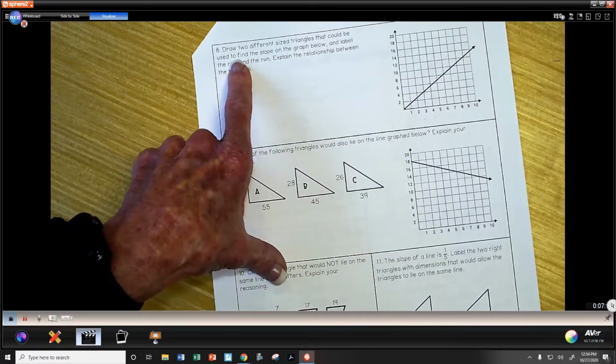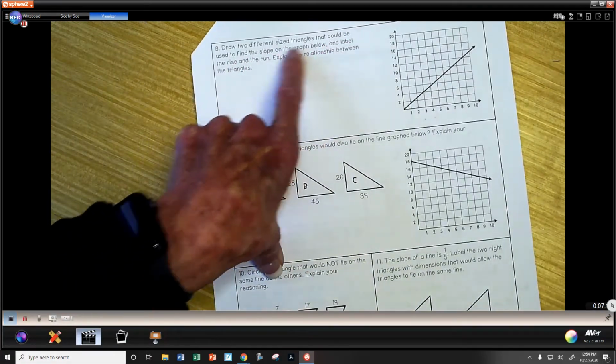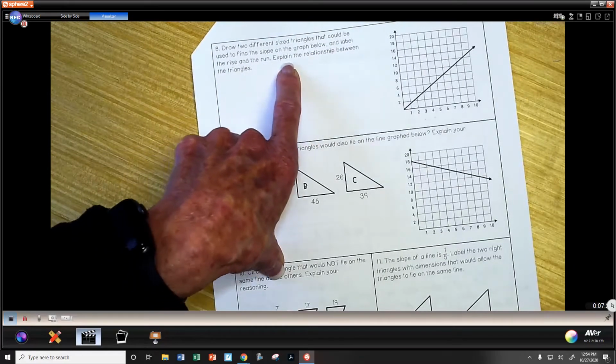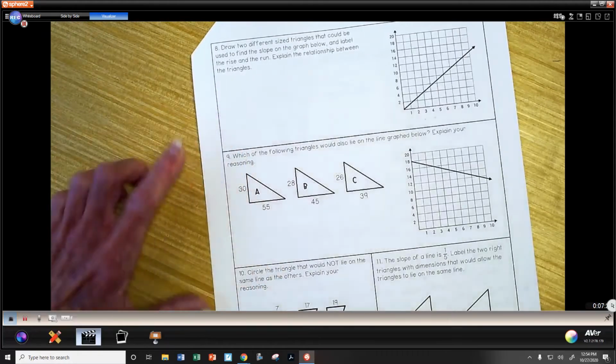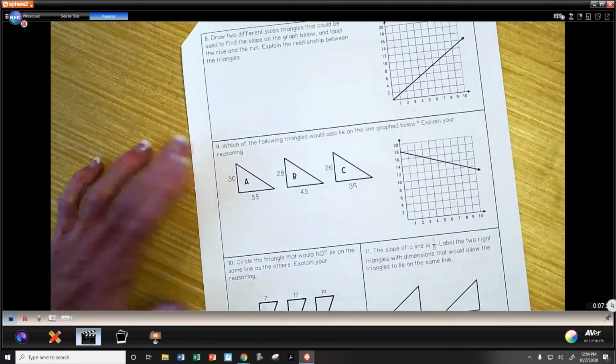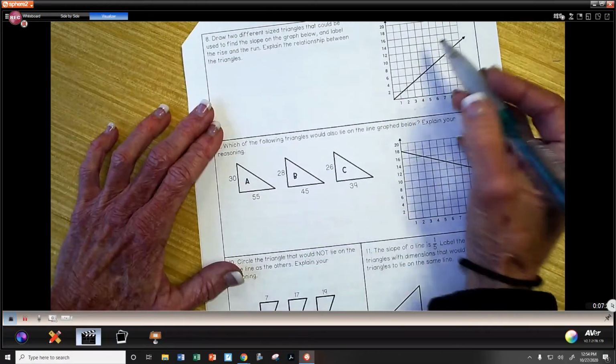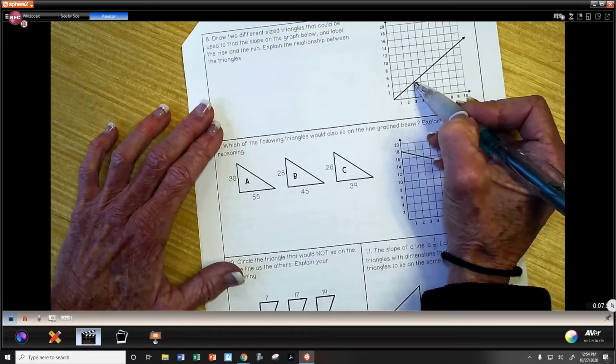Okay, on this one, draw 2 different sized triangles that could be used to find the slope of a graph, and label the rise over the run. Explain the relationship between the triangles. Okay, so we're going to draw just any 2, any random 2. Now the thing is, you want to be sure they go through a vertex, meaning like a corner.